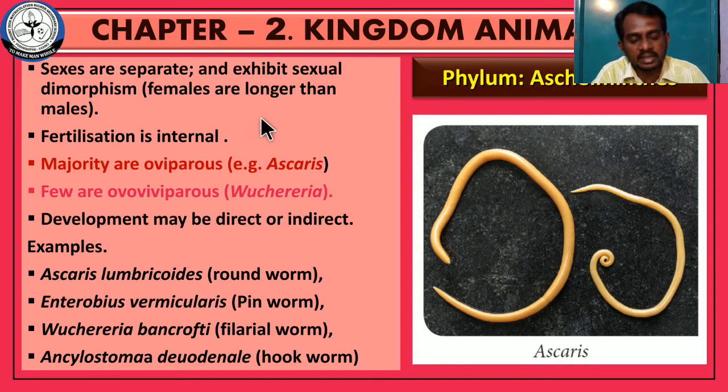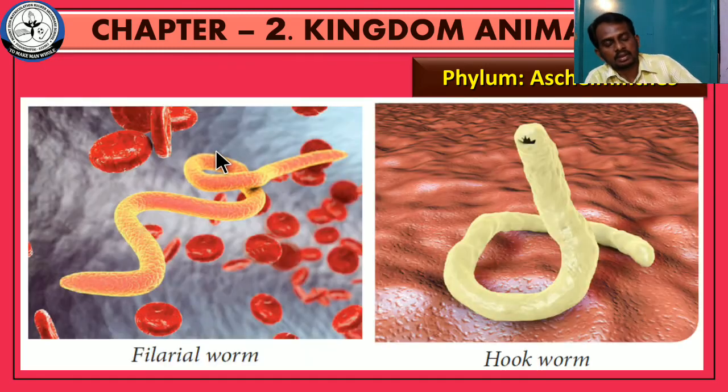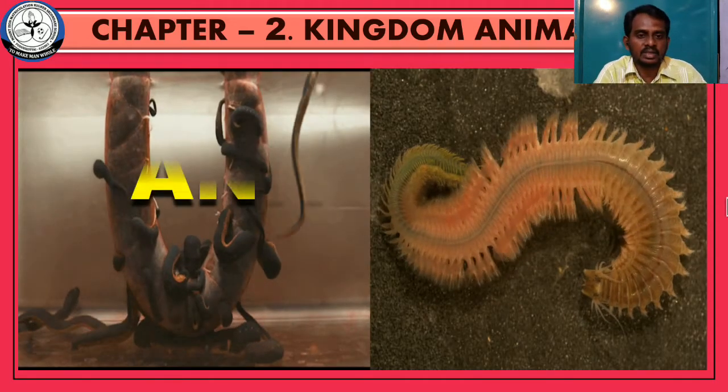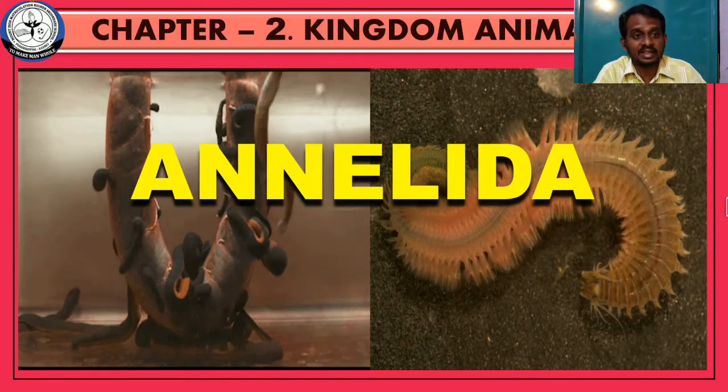means we can easily differentiate the male and female animals. Internal fertilization takes place, and Ascaris are oviparous and Wuchereria bancrofti are ovoviviparous animals. Okay, then example: the worm which causes elephantiasis is called a filarial worm, and this is a picture of a hookworm. Okay, next phylum we are going to discuss. Very good, Annelida.